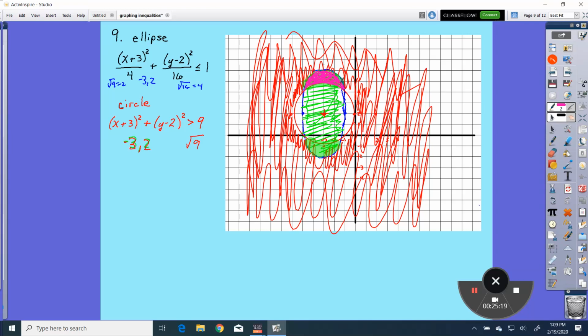So anything that's in this area, or anything that's in this area, that's the stuff that I'm worried about. That's the stuff that inside of this area is my answer. Okay, that will make it true for both equations. If I pick any point in these areas, it'll make it true for both of those.